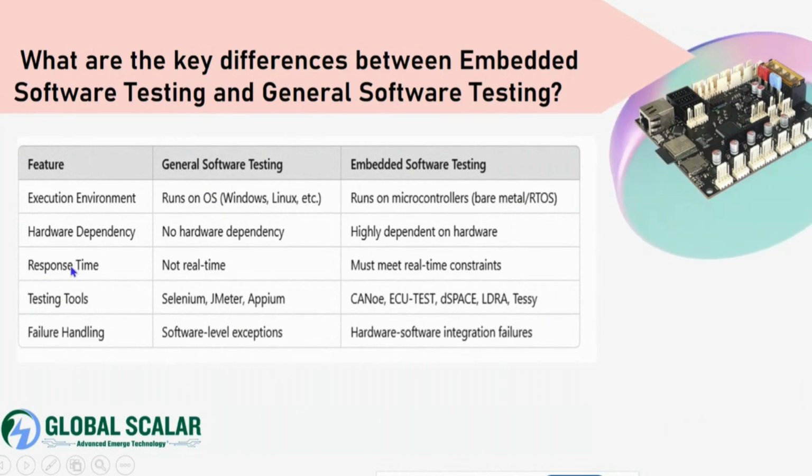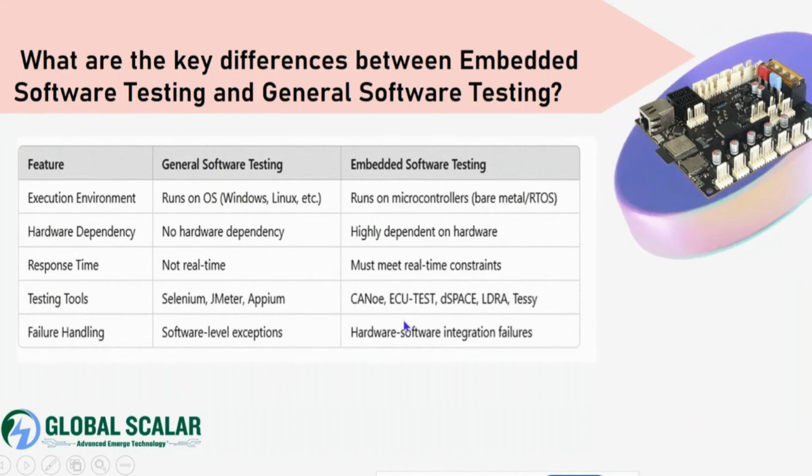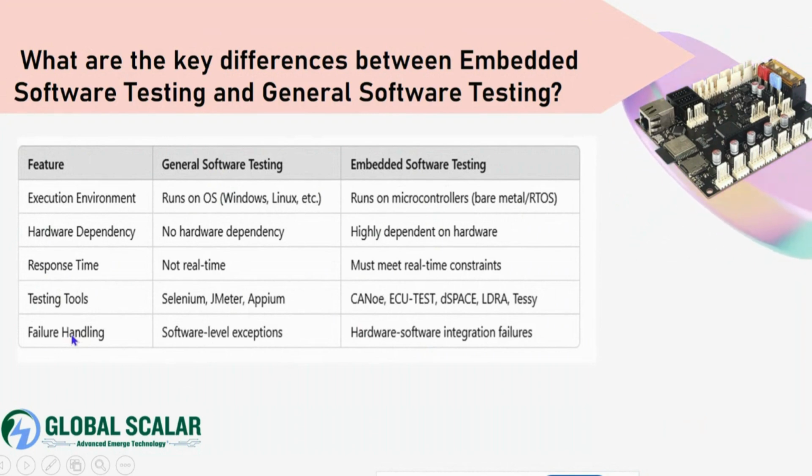Coming to the response time, general software testing is not real time, but embedded software testing should meet the real-time constraints. Some of the testing tools also differ between general software testing and embedded. We have different tools used for testing the software and hardware combination. Fault handling has a hardware and software combination, so failures will be checked in embedded software testing. In general software, only software-level failures will be tested.